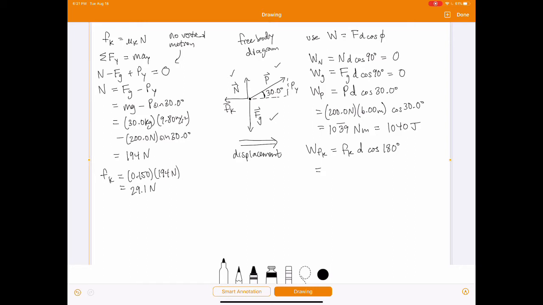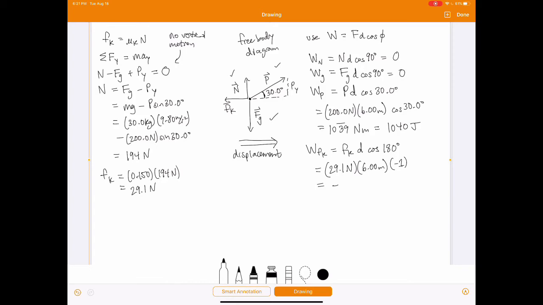So now let's just plug in what we know. Friction force, 29.1 newtons. Distance, 6 meters. And then cosine of 180 works out to -1. So friction is doing negative work. This makes perfect sense. Friction is always going to do negative work because it slows things down.